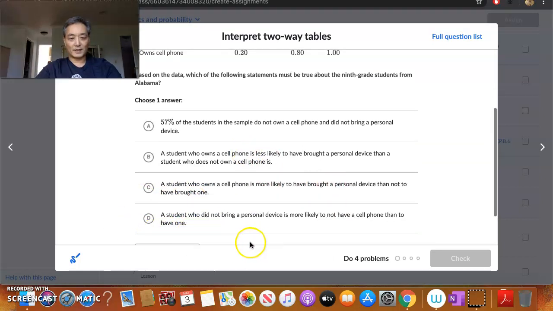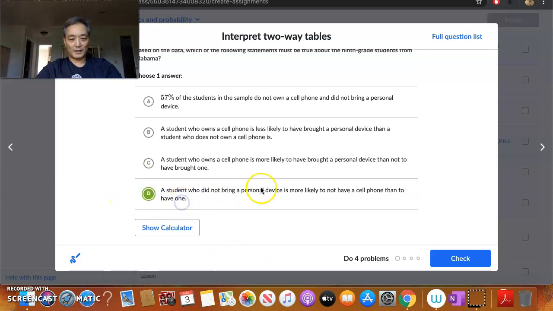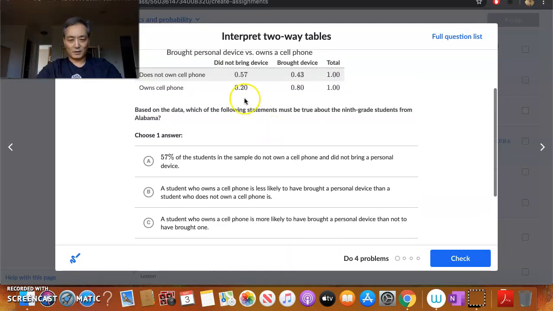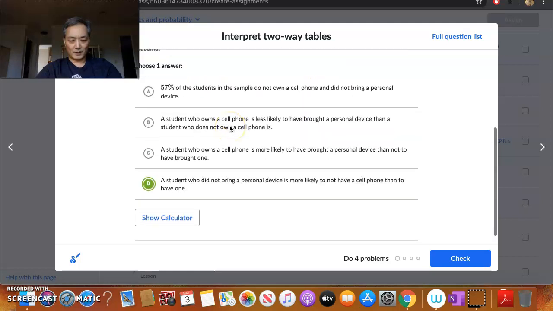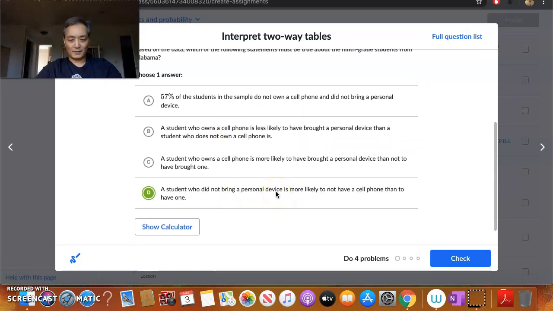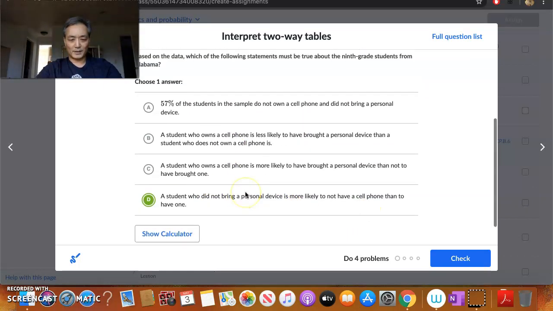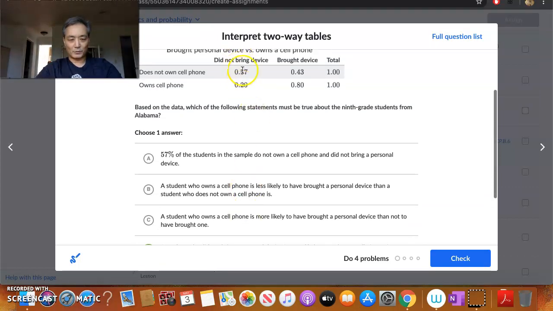Okay, and let's take a look at the last choice. So we'll just check on that. A student who did not bring a personal device is more likely to not have a cell phone than to have one. So up here, who did not bring, again, this is making a comparison who did not bring a personal device. So it's trying to make a comparison between these two numbers here, right?